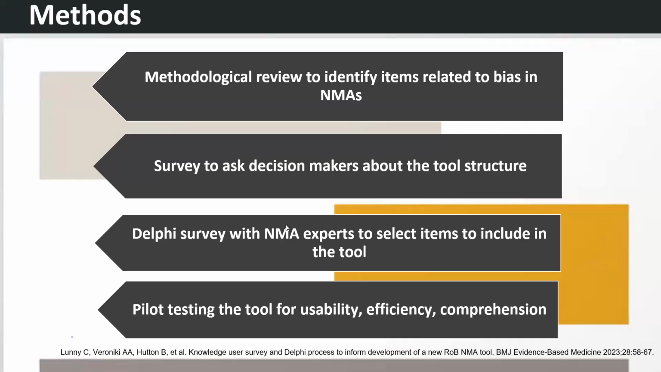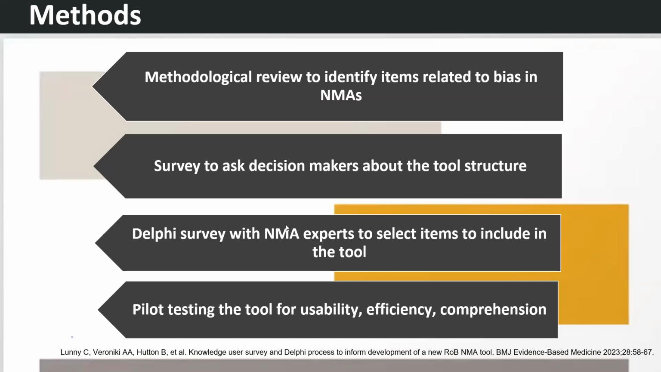For our methods, we first conducted a methodological review to identify items related to bias in network meta-analyses for potential inclusion in the tool, and for that we found about 22 items. We then conducted a survey to ask decision makers, users, and students about what type of tool they preferred. Then we conducted a Delphi survey with experts in NMA and bias to select items to include in the tool. And finally, what we're doing right now is pilot testing the draft tool for hopefully usability, efficiency, and comprehension.